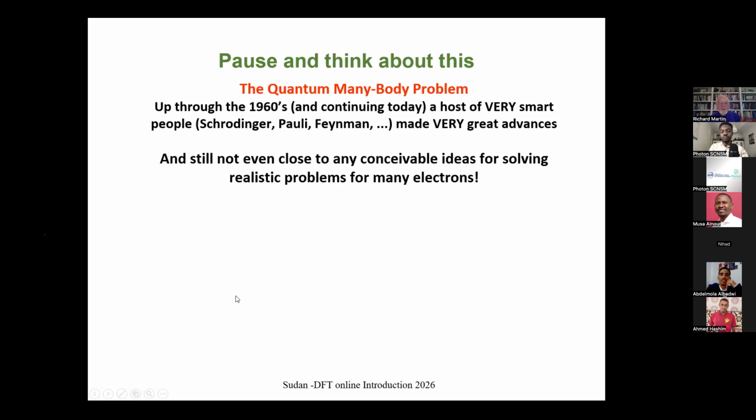So pause and think about it. The quantum many-body problem was worked on by a host of very smart people, all the way from Schrödinger to Feynman and more, and other people nowadays. Nobel Prizes and Nobel Prizes and great advances. But still, there was not even close to ideas for solving it realistically for complicated systems.